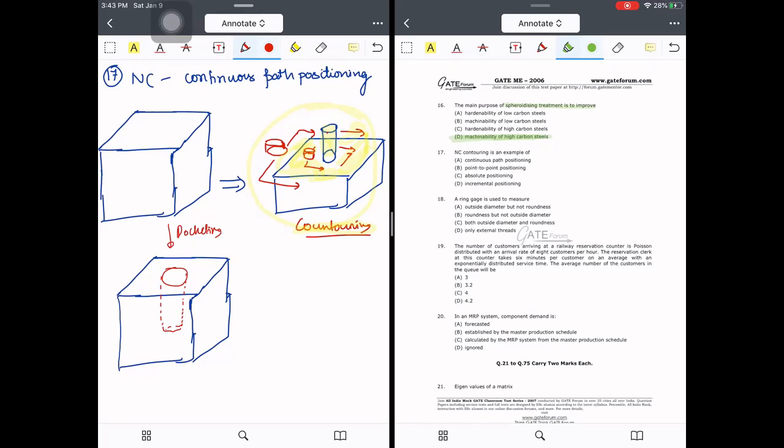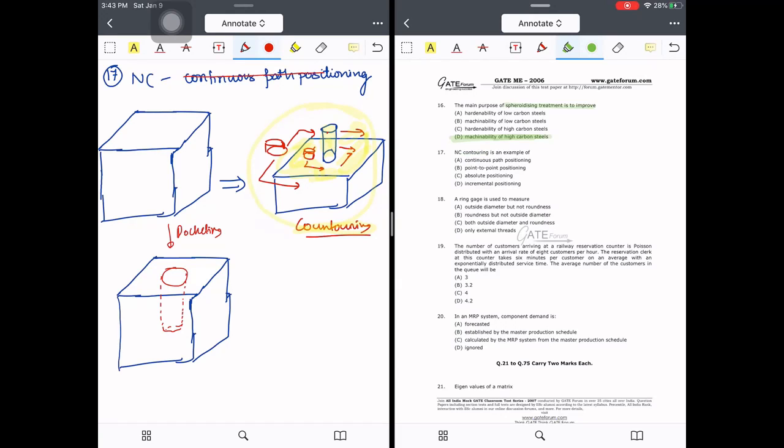So this is a contouring operation where with respect to one structure we are eliminating another structure. Now in the pocketing operation, with respect to another structure we are eliminating a specific one. This is called pocketing operation.